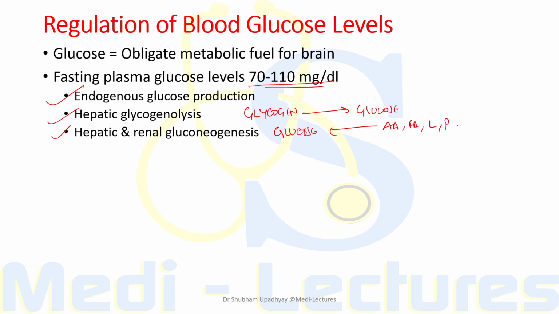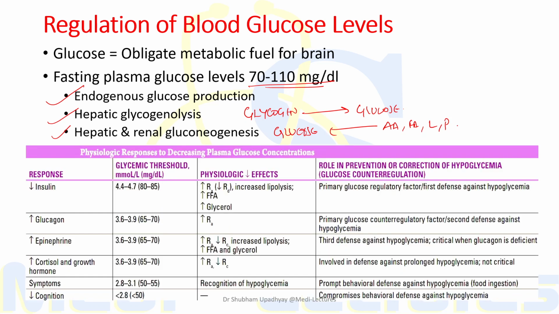Now let's discuss the physiological responses to decreasing plasma glucose concentration. The first defense against hypoglycemia is decreased secretion of insulin from the body. As we all know, insulin is an anabolic hormone. It inhibits glycogenolysis, inhibits gluconeogenesis normally, and increases the uptake of glucose by peripheral tissues. These are the normal functions of insulin.